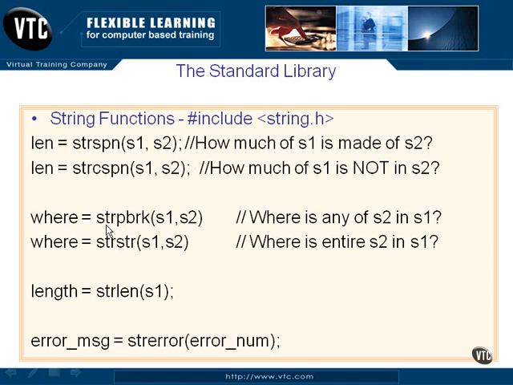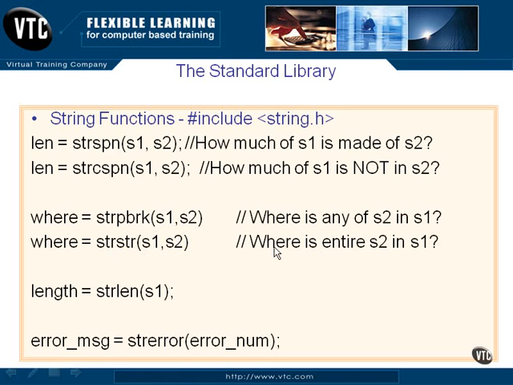Here is strpbrk. What we're looking for here is any place in S1 where any of the characters of S2 appear. Where is any of S2 in S1? So we're looking to see if any characters of this are located in there. And then strstr, we're looking for the entire string of S2, not just any sequence of characters, but the entire string someplace in S1.